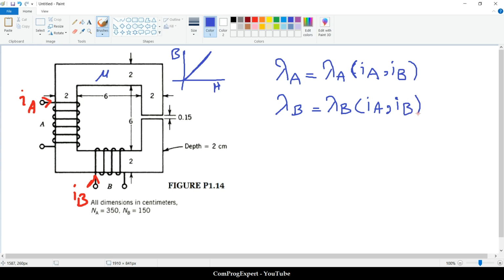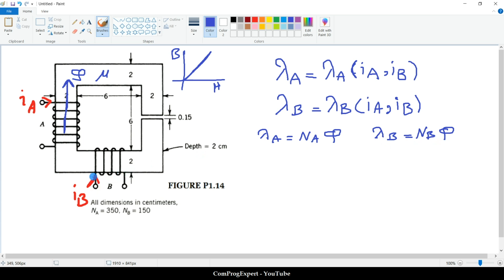So, how can we calculate the flux linkage to the phase A and the phase B? We know that if we consider this phi, this is the flux in the core, and lambda A is NA times phi. Lambda B is NB times phi.